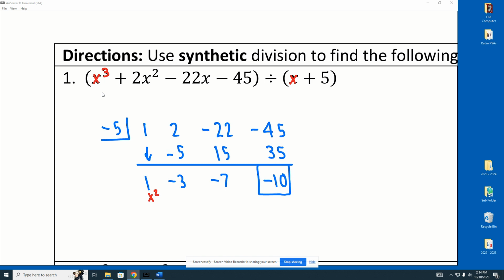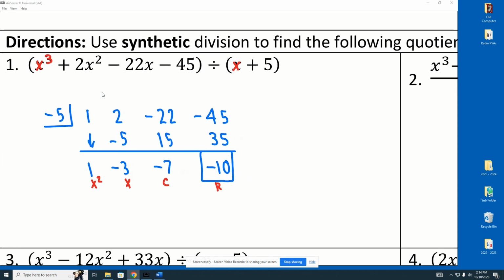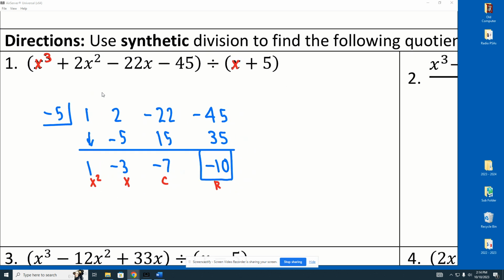And then it works its way down, and it works its way down in a method that's always going to end the same way. See, after x squared, you have x. After x, you have a constant. And after a constant, you should have a remainder. That's how it should always work. So my answer written correctly is x squared minus 3x minus 7 minus 10, your remainder, put on top of your original divisor, x plus 5. And that's your answer.